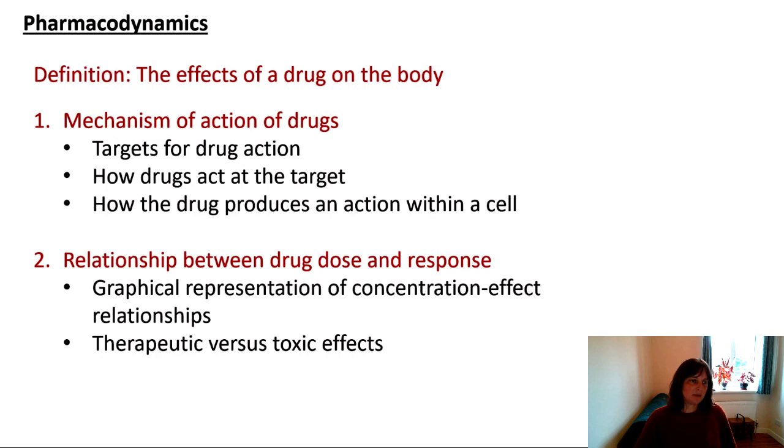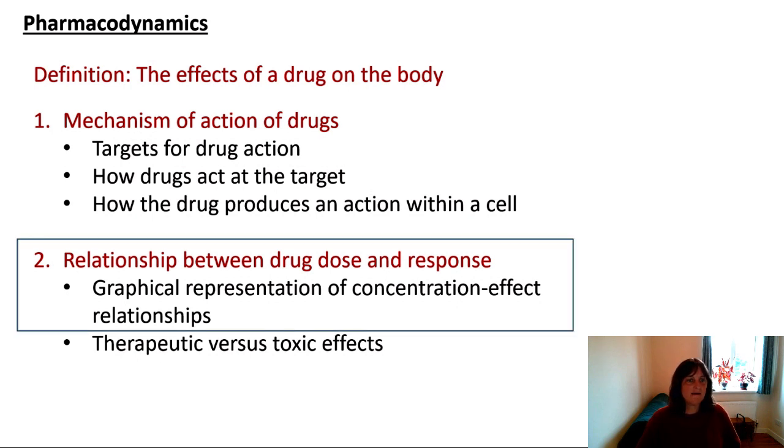Another component of pharmacodynamics is looking at the relationship between drug dose and response. And this is looking at things like graphical representations of increasing concentration of your drug over the effect that it has. And it also encompasses looking at things like toxic versus therapeutic effects of a drug. And today, what we are going to be having a look at here is this aspect, so the relationships between drug dose and response. And we're going to have a look at this graphically, and we're also going to define some terms such as affinity, efficacy, potency, and partial agonist.